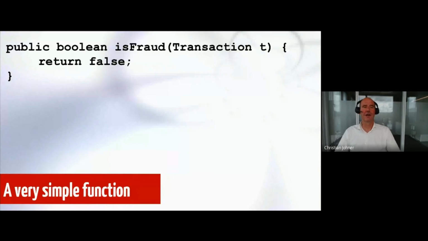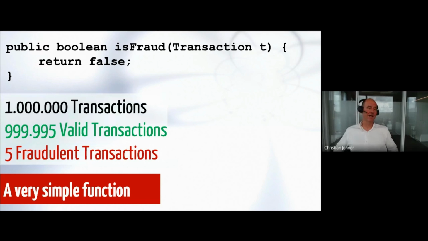This is the code. If the question is whether that transaction is fraudulent, you always return false. And then you are correct in 99.9995% of cases. But this is completely worthless. In other words, already picking accuracy as the quality metric is the wrong choice, especially if you have such asymmetric constellations.